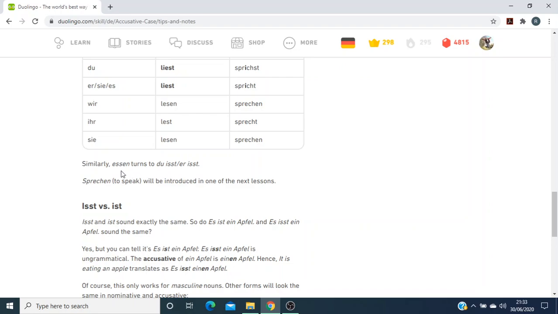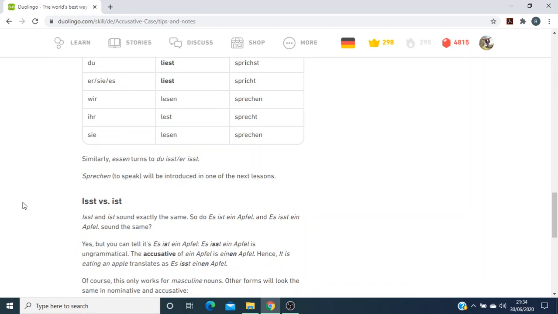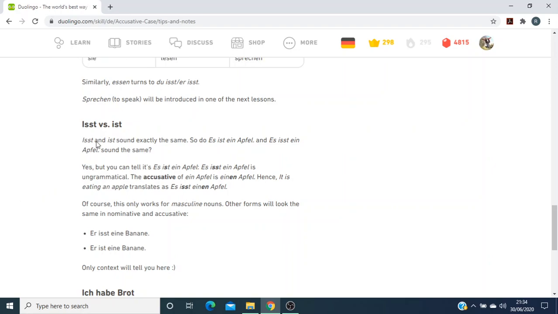Sometimes you might see that written. A double S is sometimes represented by a letter called the Eszett, which looks like a sort of cursive B, or just a really fancy written B if you're that way inclined. Sprechen, to speak, is introduced in one of the next lessons. So isst with two S's and ist with one S is going to sound exactly the same.